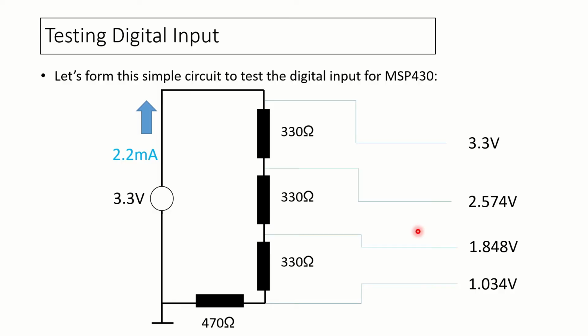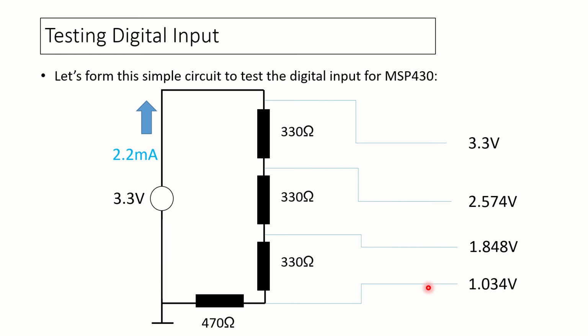Now let's create the simple circuit to test the digital input for MSP430. We are going to get the power supply from the 3.3 volts pin, and we are going to use 4 resistors in series, and 3 of them will be 330 ohms, and the last one will be 470 ohms. If you use Ohm's law, you are going to see that the current that's flowing through the circuit is 2.2 milliamps, and the node voltages will be, this one will be 3.3 for sure, and this node will be around 2.5, this one will be around 1.8, and this node will be around 1 volts.